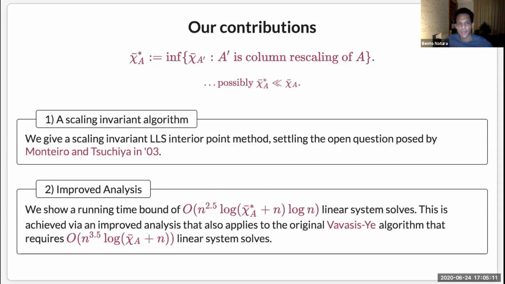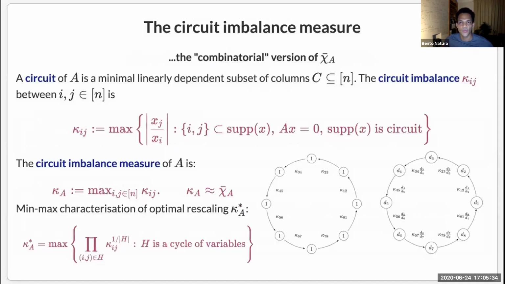which crucially has log chi-bar dependence and also a factor essentially of n more in the runtime. In the remaining 1 or 2 minutes, I want to introduce a quantity that was central to our formulation of the algorithm, to our analysis, and was already important in the follow-up paper to this, and that we think is going to be central to find strongly polynomial algorithms for either special classes of LP or even linear programs themselves, and that is the circuit imbalance measure, which can be seen as kind of a combinatorial version of chi-bar.